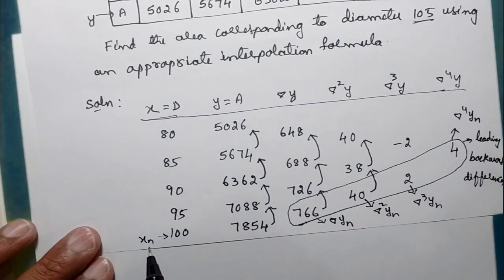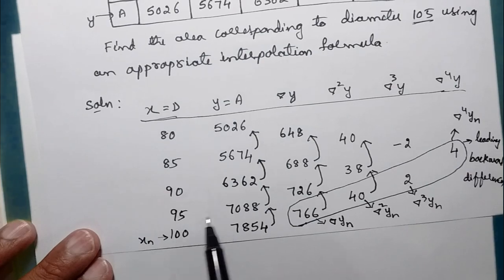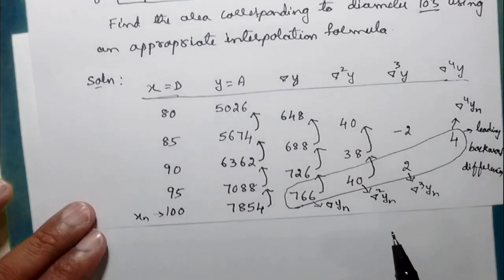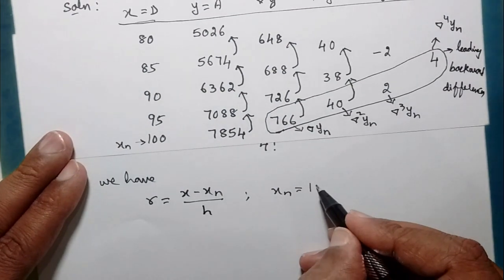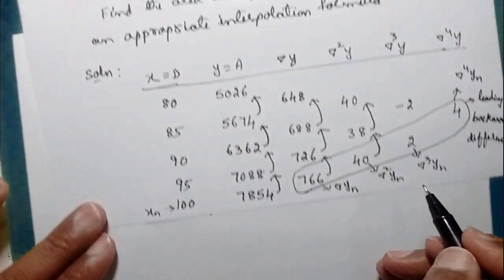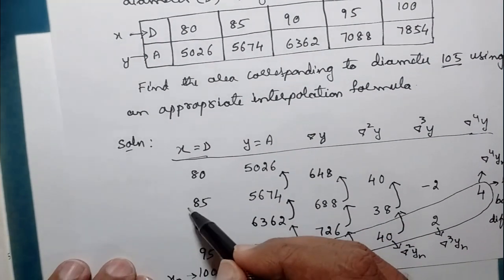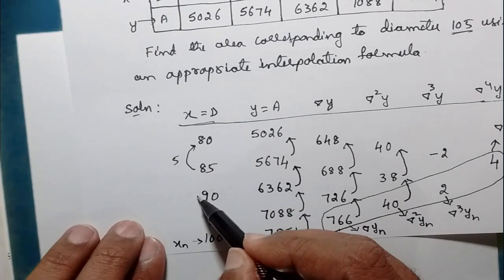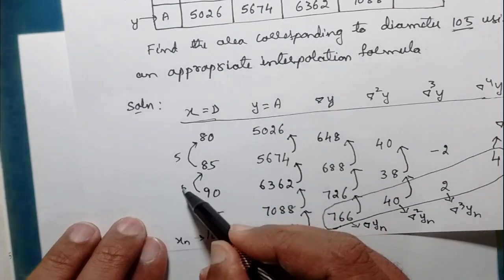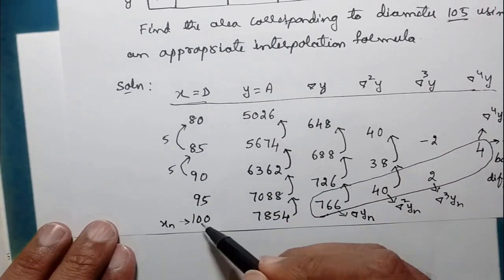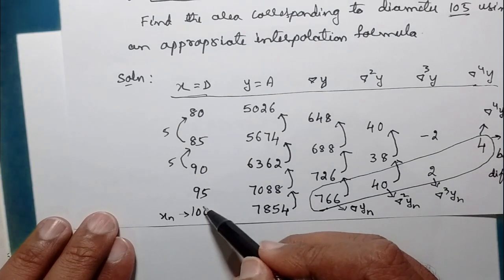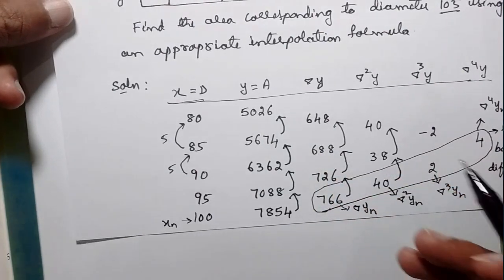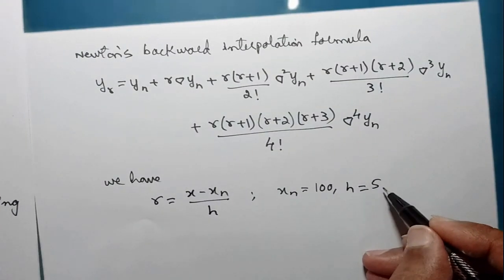So in the backward difference we are going to take the final value xn, whereas in the forward difference we are going to take the initial value x0. So xn value is how much? 100. H value, what is the step size? You see the difference between 85 minus 80, the difference is 5. 90 minus 85 is 5. 95 minus 90 is 5. 100 minus 95 is 5. So it's a common difference that you are finding as 5. So that will represent your H value. So H value will be 5.